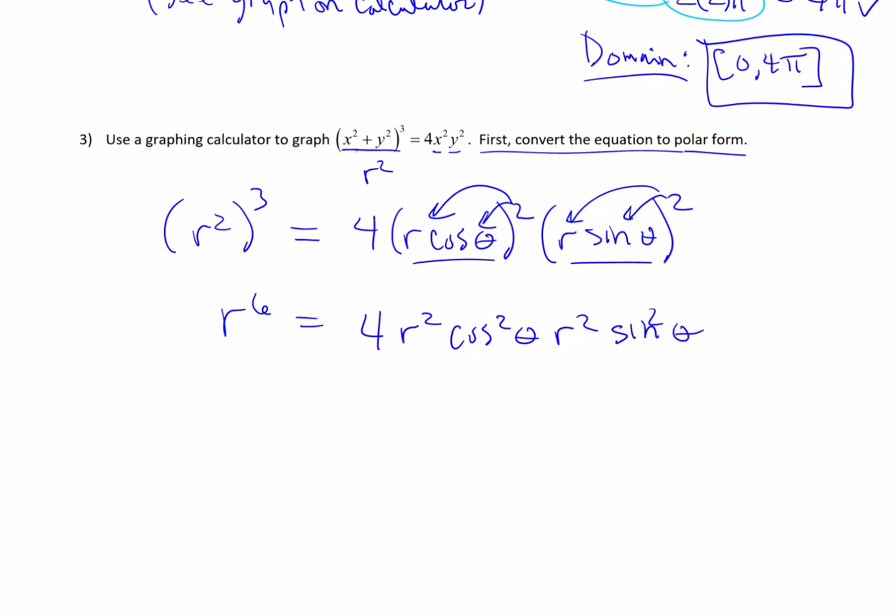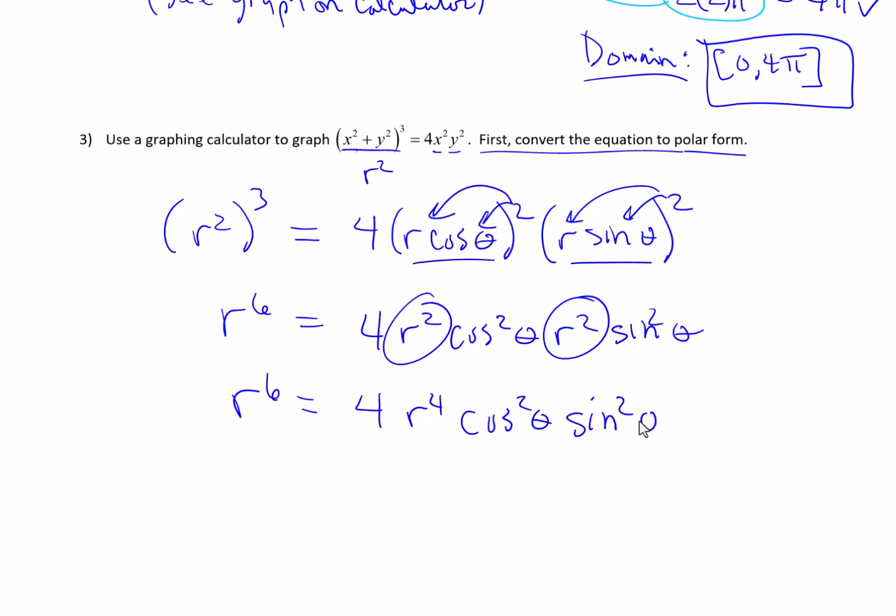And we could simplify this even a little bit more. Let's start over and keep the r to the 6th on the left side. But on the right side, notice we have a couple r squared factors that we could multiply together. So we'll do that and write the right side as 4 and then r to the 4th. That's the product of those r squareds. And then cosine squared theta, sine squared theta.